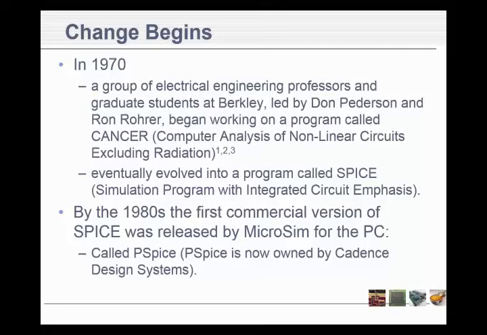Okay, so everything starts changing. We step back a little bit. In 1970, this group of engineers gets started, and they were at Berkeley, and they've got this Don Pederson, I guess, and Ron Rohrer began working on their first program called CANCER.